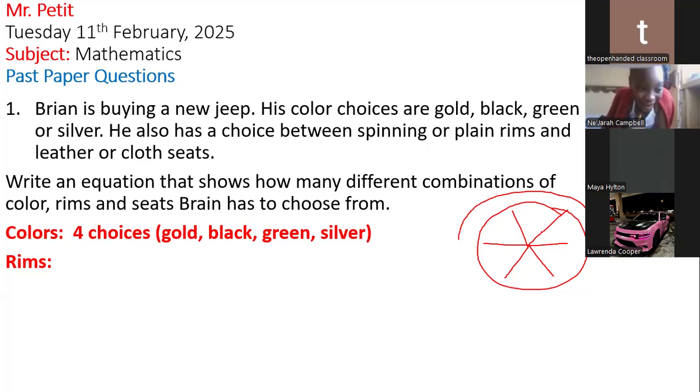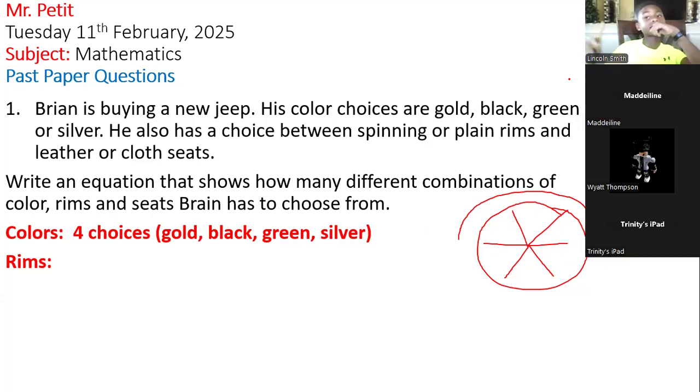Yeah. So sometimes the rims spin, right? So that would be a spinning rim. So you had the option to choose between spinning rims or plain rims. Which one would you choose, Lincoln? Spinning rims or plain rims?